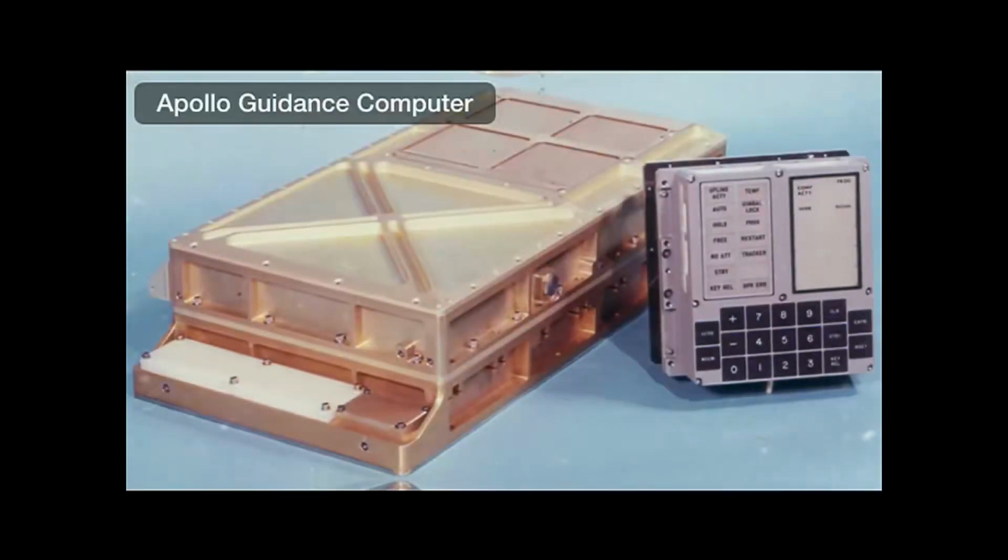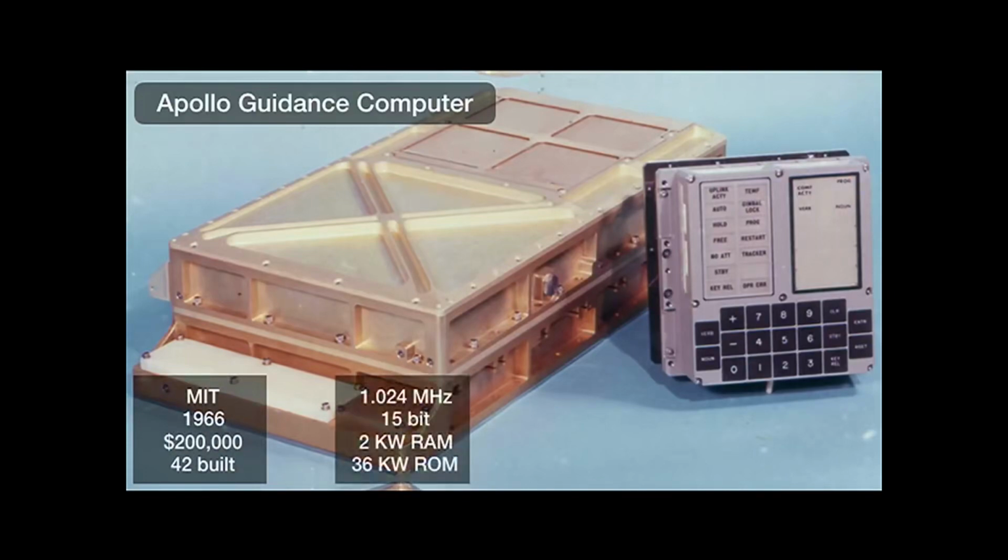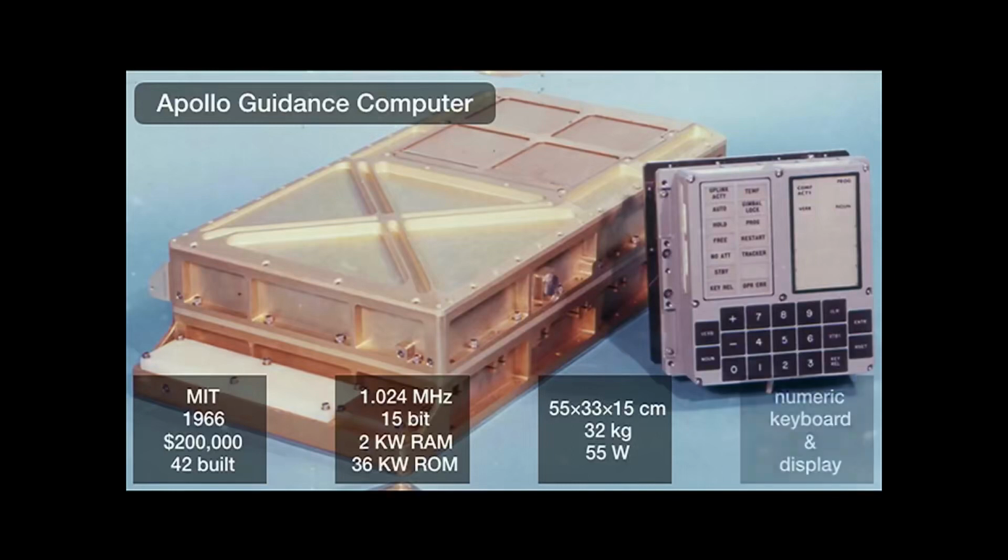The Apollo Guidance Computer, AGC, is a digital computer that was designed from scratch specifically for use on board the Apollo spacecraft to support the Apollo moon landings between 1969 and 1972. Developed at MIT between 1961 and 1966, a total of 42 AGCs were built at a cost of about $200,000 each. The base clock is about 1 megahertz, all data is 15 bits, and there are 2 kilowords of RAM and 36 kilowords of ROM. It's about the size of a large suitcase, weighs 32 kilograms, and consumes about 55 watts. Its user interface is a numeric display and keyboard.